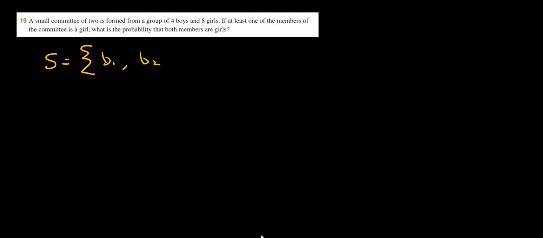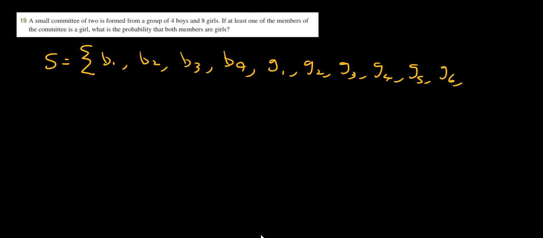Okay, this one's a little bit more tricky. Pause the video and see if you can have a go at doing it. Okay, so a small committee is formed from a group of 4 boys. So let's look at the sample space. So we've got boy 1, boy 2, boy 3, boy 4, and 8 girls. So we've got girl 1, girl 2, girl 3, girl 4, girl 5, girl 6, girl 7, and girl 8. So the cardinality of this set is going to be 12.